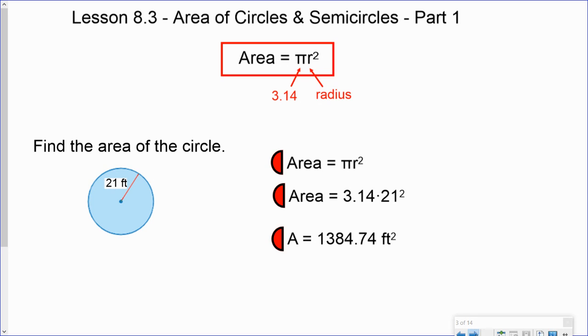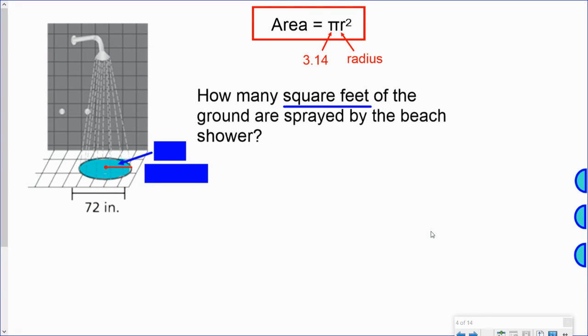The second example that we're going to do today is related to the shower spray. The question says, how many square feet of the ground are being sprayed by the beach shower? If you look at the picture, they give you a label for the diameter of this circle. Since our formula uses radius, we will have to divide this in half in order to use the radius number correctly. So 72 divided by 2 is 36 inches.